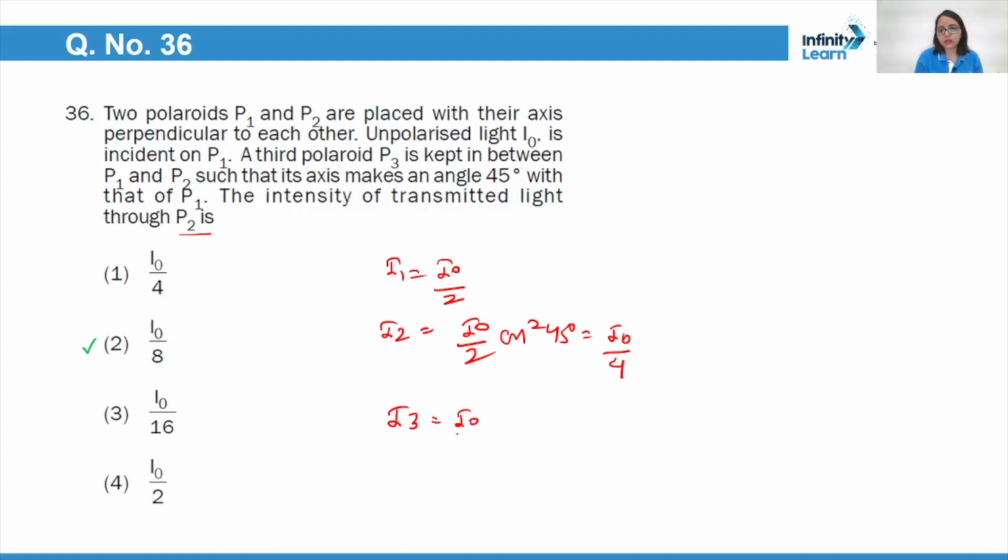I3 will be I naught upon 4 into cos square 45 degree, so it will be I naught upon 8. So the correct answer is option 2.